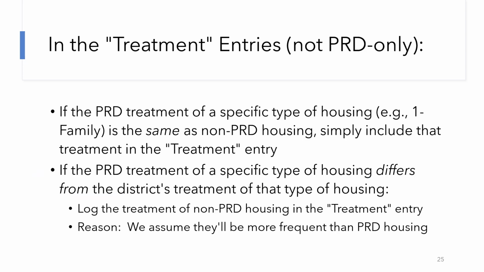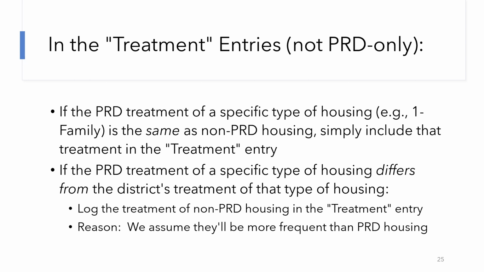When you have a district that allows PRD and non-PRD housing, the way you approach the treatment fields is a little different. If the PRD treatment of a specific type of housing, for example a one-family home, is the same as a non-PRD one-family house, you are simply going to include that treatment in the treatment entry. So for example, your one-family home in the PRD is approved through a special permit, and your one-family home outside of a PRD is also approved through a special permit, and both require public hearings. You will enter public hearing in the treatment field for one-family homes.